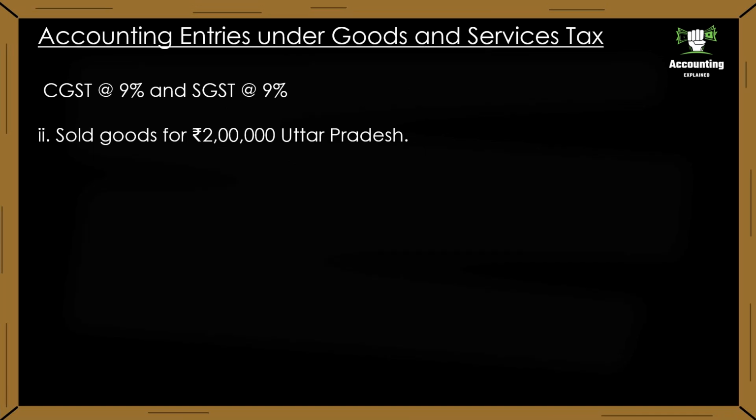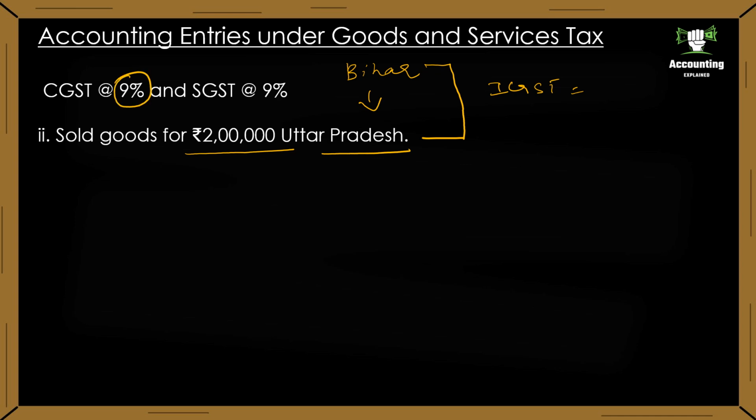The next transaction is sold goods for rupees 2 lakhs to Uttar Pradesh. From Bihar, he has sold goods to Uttar Pradesh. So two states are involved. It is interstate, so we know IGST has to be considered. The IGST percentage is CGST 9% plus SGST 9%, which is 18%.